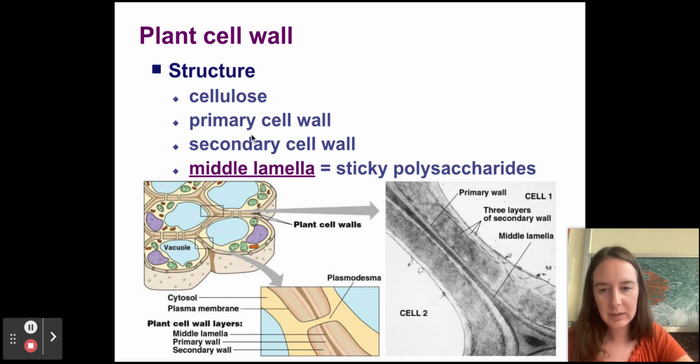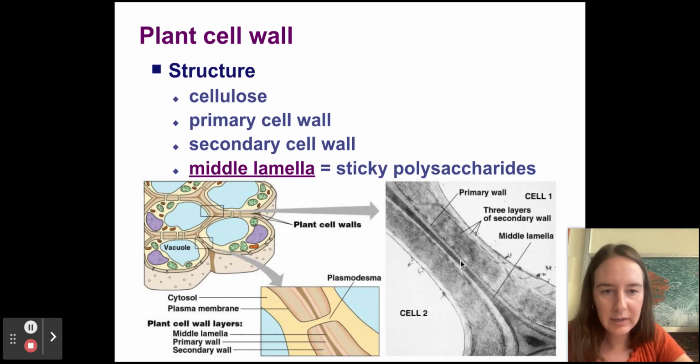So there's the primary cell wall. If we look here, it's the space that's closest to the inside, or the space in between two cells. So if we look at this picture here, here's cell 1, and then this kind of middle section that's between the cells, and then here's cell 2. So the primary cell wall is really, really close. It's like on the outside.